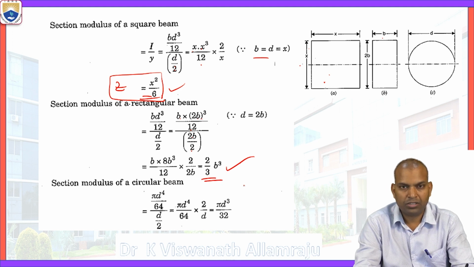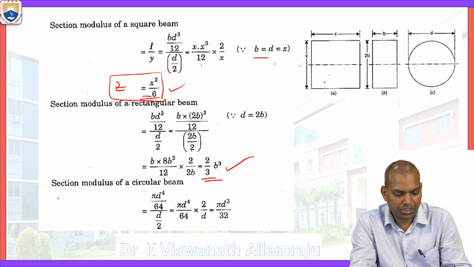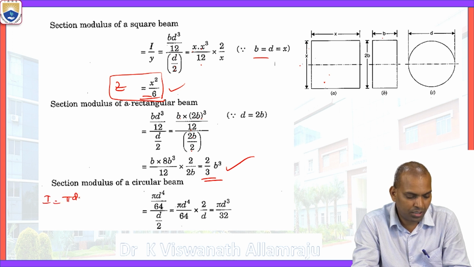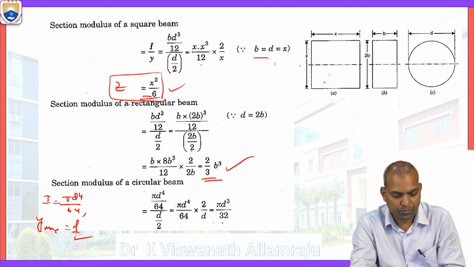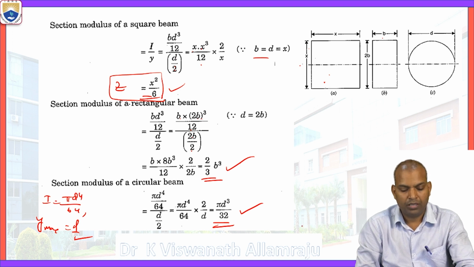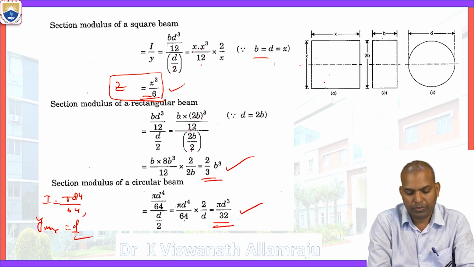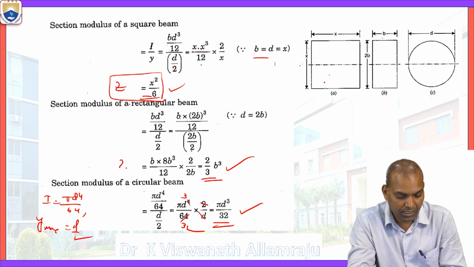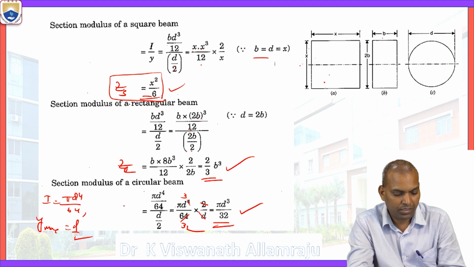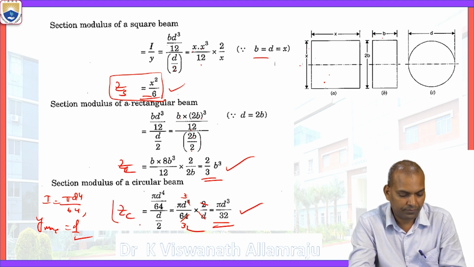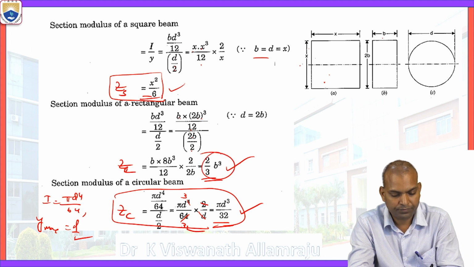The third one is the circular section. For the circular section, I becomes pi d power 4 by 64, whereas Y maximum becomes d by 2. After substitution, pi d power 4 by 64 times 2 by d, d gets cancelled, leaving d cube, and 2 into 32, so it is pi d cube by 32. So this is the section modulus of the rectangle, this is the section modulus of the square, and this is the section modulus of the circle. These are the values observed.